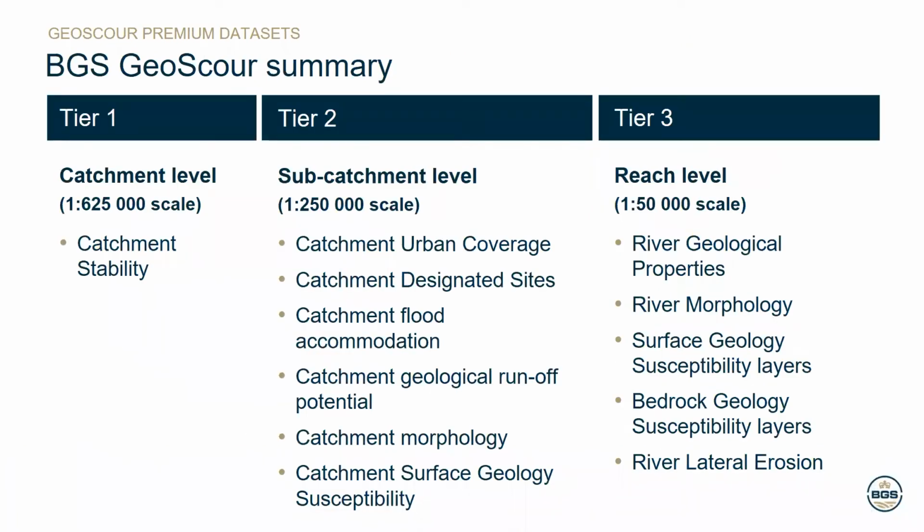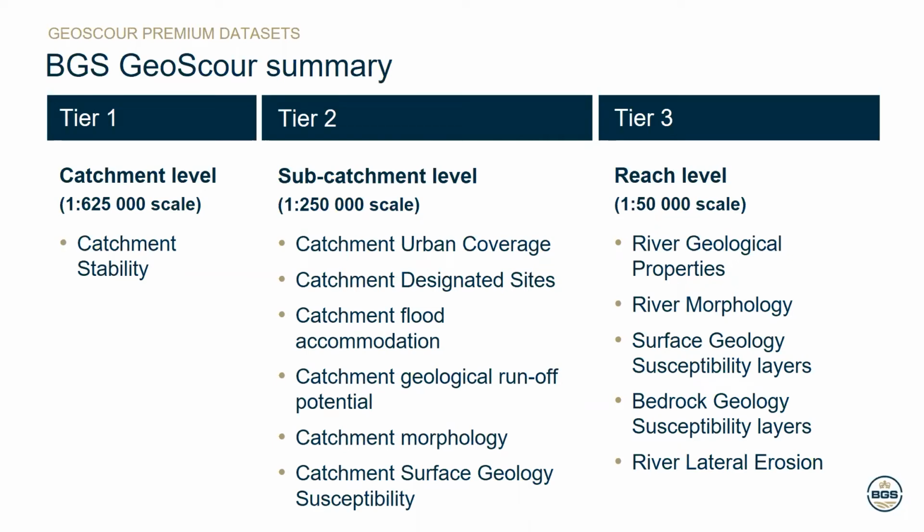Now, I appreciate we've covered quite a lot of ground there and jumped between constituent data layers of all 3 tiers. So just to summarize, the BGS GeoScour data product consists of 3 tiers of data. Tier 1 is at catchment scale. Tier 2 is at sub-catchment scale. And these first 2 data packages are openly available via the BGS GeoIndex and website. And Tier 3 is a licensed data package at river reach scale.